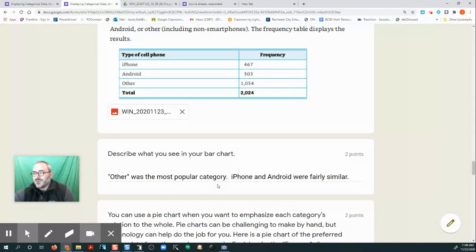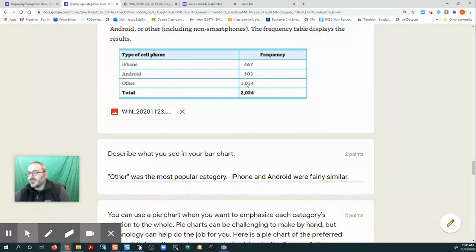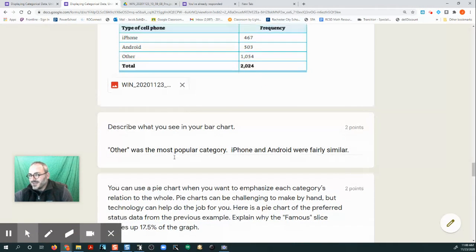If I want to describe what I saw on my bar chart, I would say, other is the most popular category, and Android and iPhone were fairly similar at about a frequency of 500. But definitely other was the most popular phone. This data is from 2014, so smartphones hadn't quite caught on yet. People were still using their dumb phones, right?